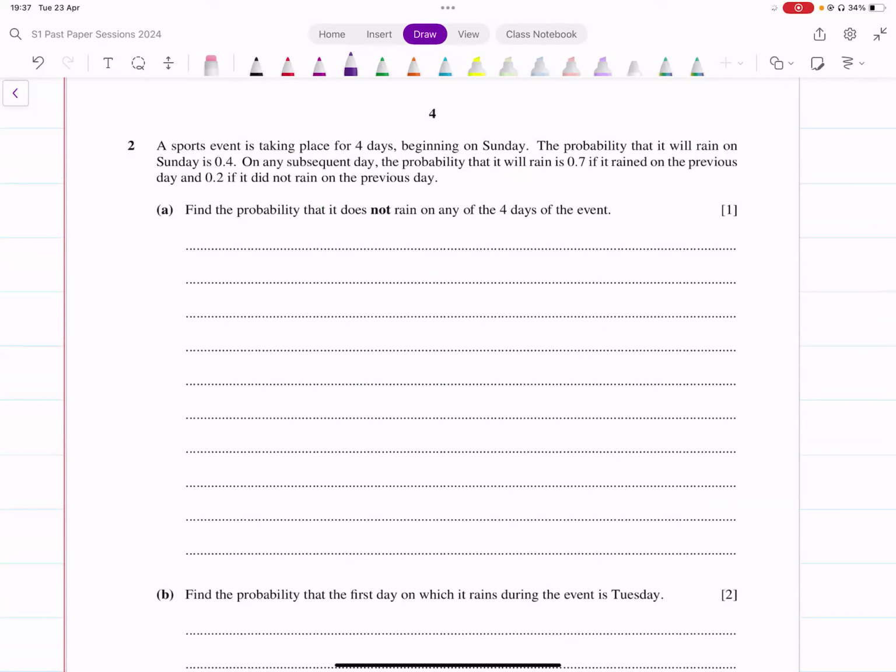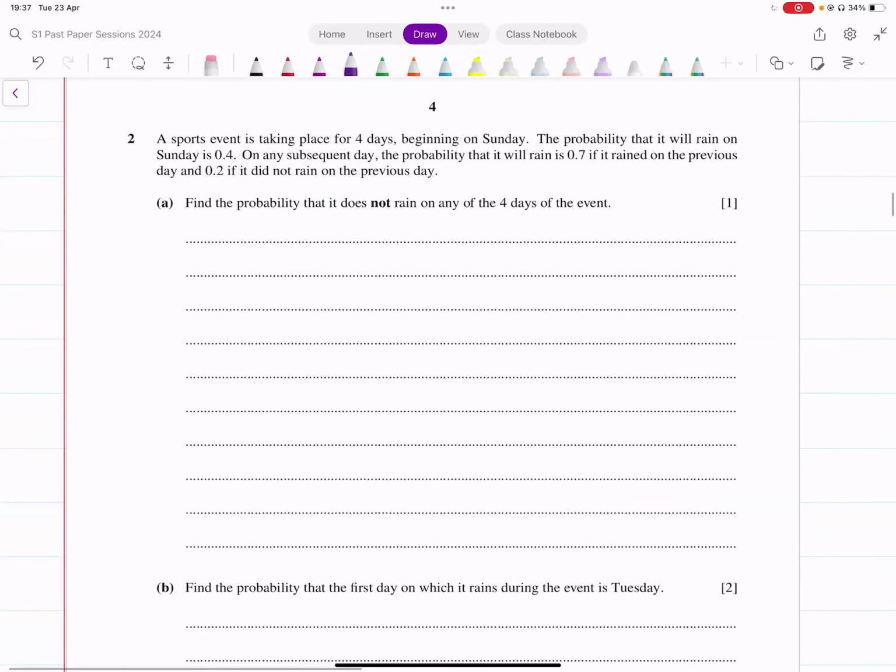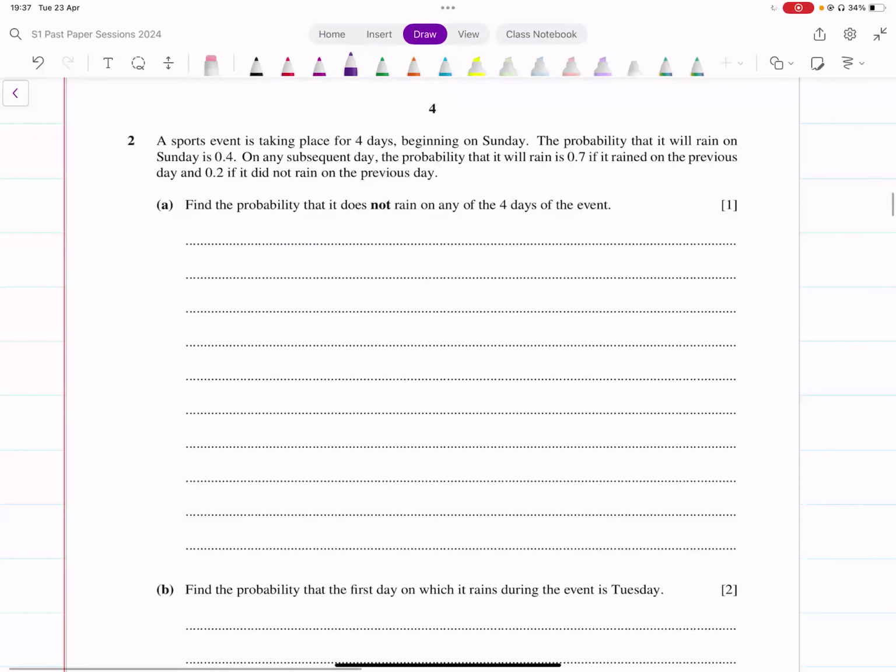So the next question that most of you are asking about is question number 2. Let's have a look at that now. It says a sports event is taking place for 4 days, beginning on Sunday. The probability that it will rain on Sunday is 0.4. Okay. So it's for 4 days, starting on Sunday.